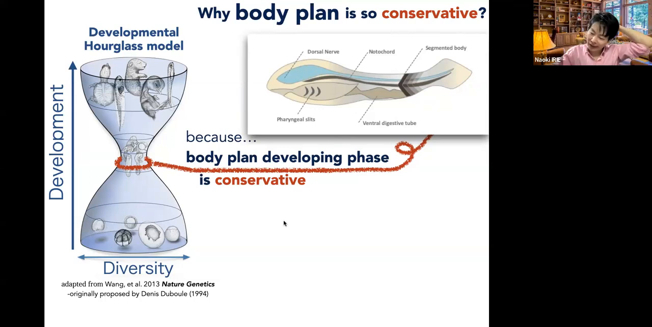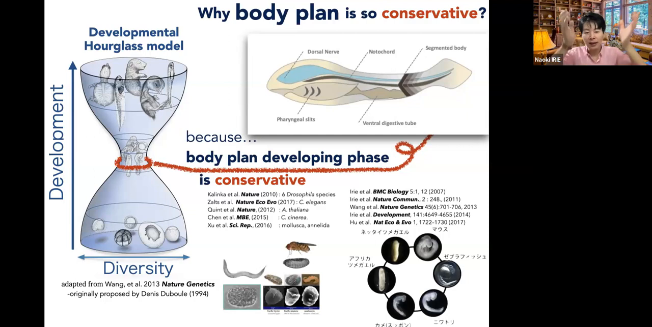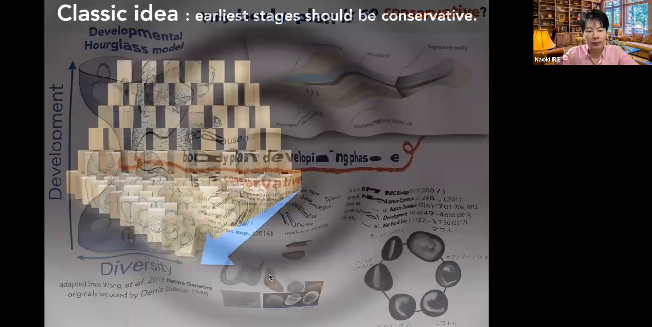But it didn't answer anything, you know. I was wondering why the body plan won't change, but the question simply shifted to why this mid-embryonic stage won't change. So it's just a shift of the question, and nothing has been answered. But still, this hourglass-like conservation has been supported not only in chordates and vertebrates, but also in nematodes, Drosophila, and other groups of animals.